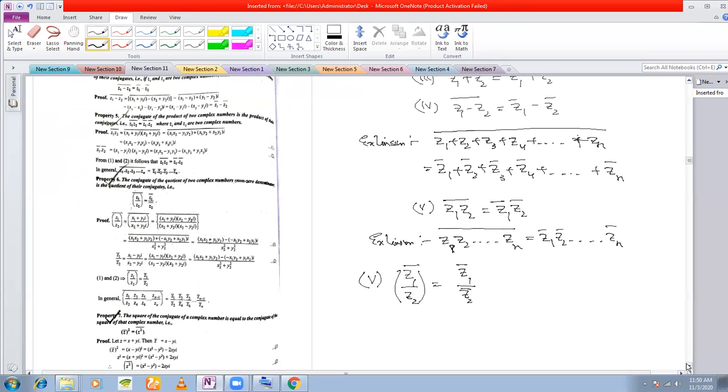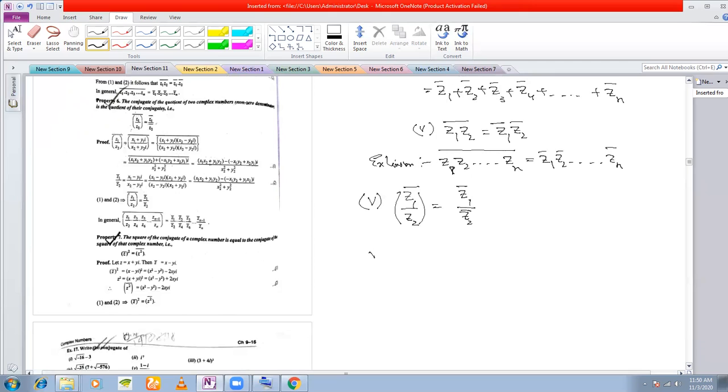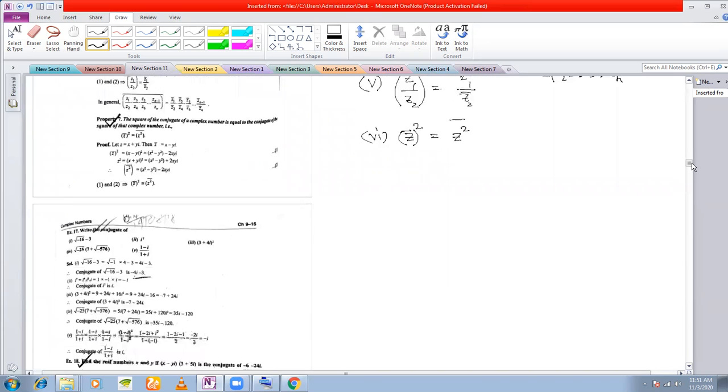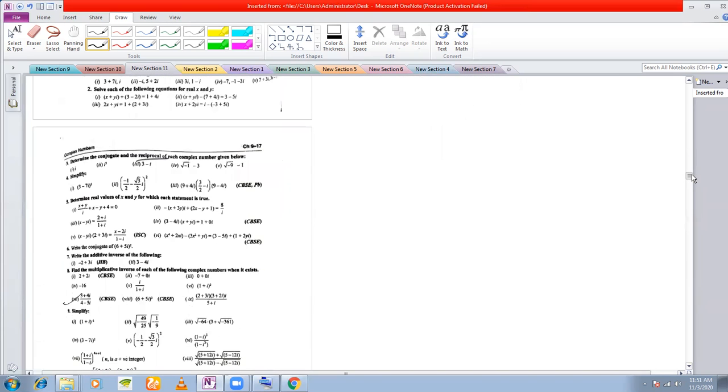Okay, and next, again, a very important property is that the square of a complex conjugate number is equal to the conjugate of the square. Okay, so let's write this way: if you square a conjugate number, it will be the same as squaring the number and finding its conjugate. Okay, that is what it means. These are the properties of conjugates. Now, moving to some of the problems here.